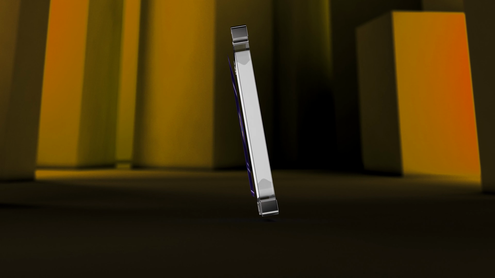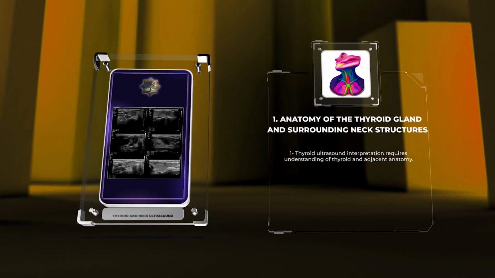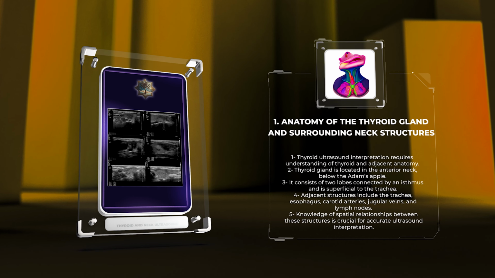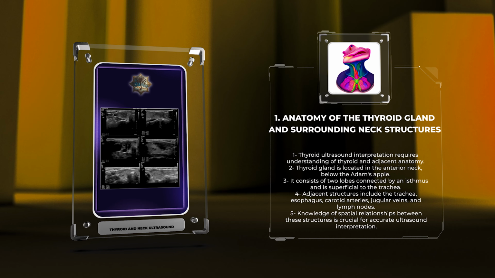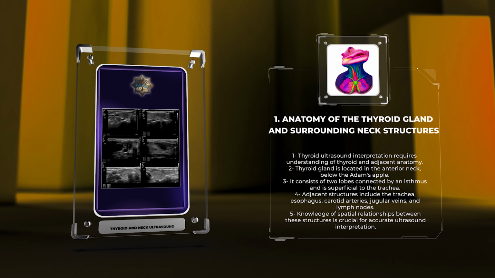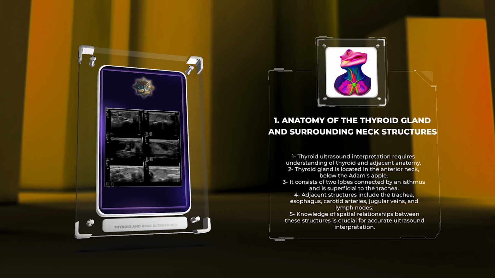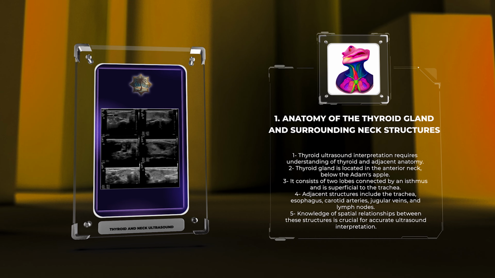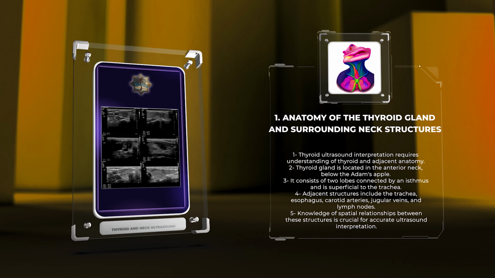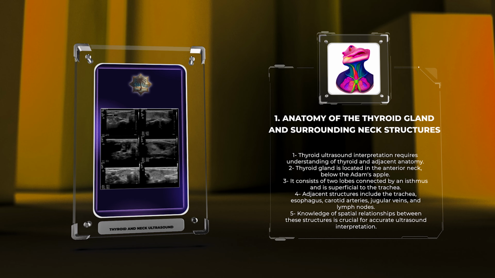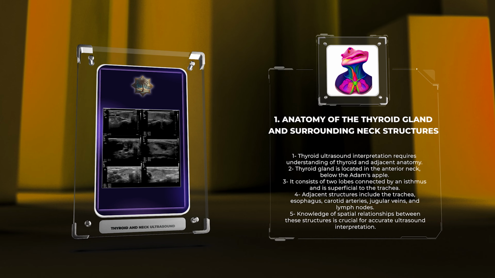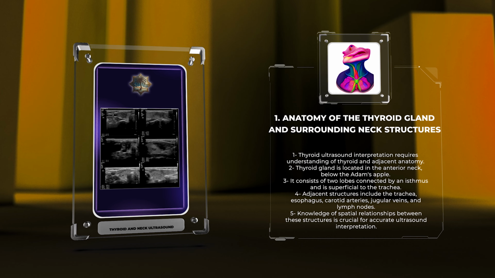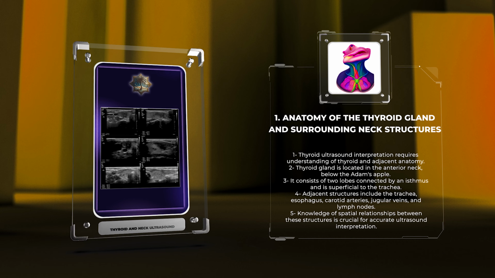To successfully interpret thyroid ultrasound, it is vital to have a solid understanding of the intricate anatomy of the thyroid gland and its adjacent structures. The thyroid gland is an endocrine organ situated in the anterior neck, positioned below the Adam's apple. It comprises two lobes that are connected by an isthmus and is located superficially to the trachea. Adjacent to the thyroid gland, several significant structures exist, including the trachea, esophagus, carotid arteries, jugular veins, and lymph nodes. Having knowledge of the spatial relationships between these structures is crucial for correctly interpreting ultrasound findings and avoiding diagnostic errors.